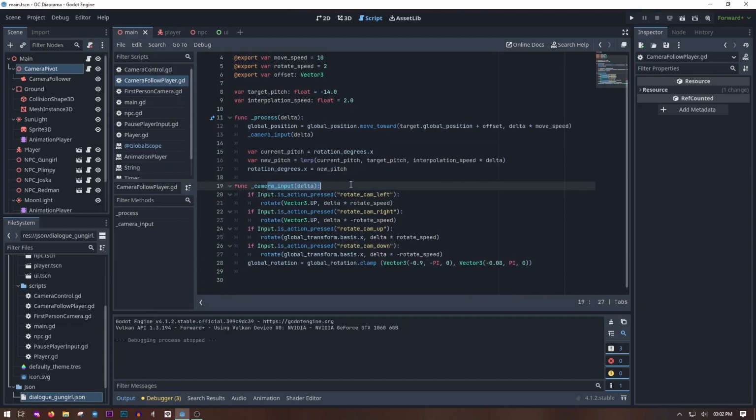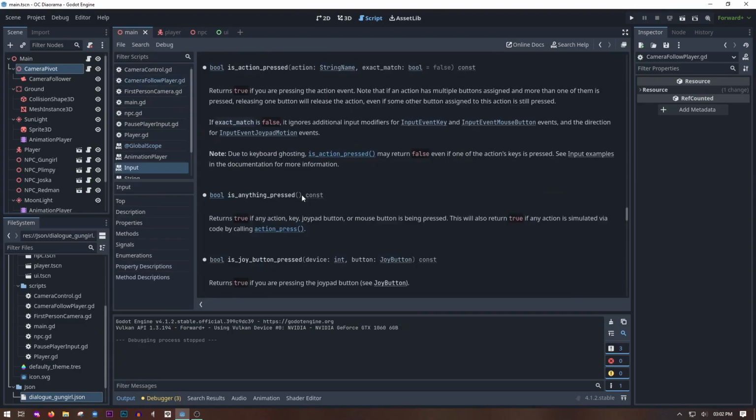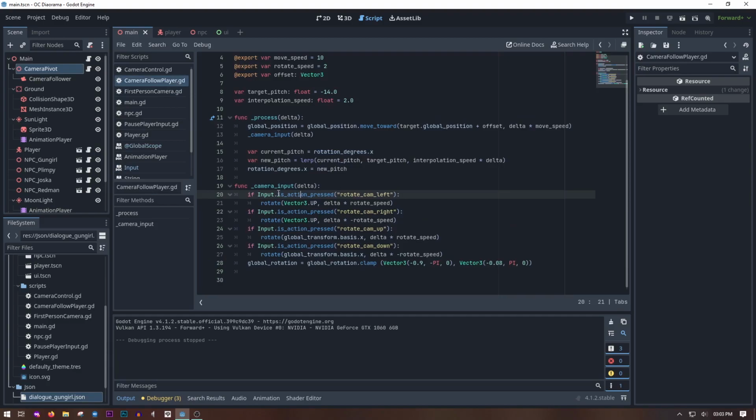Okay, camera input delta. Every frame it runs this code. If the input is action pressed, it returns true if you're pressing the action event. There's various different ways this can be done. You can do input is action pressed, or input is action just pressed.